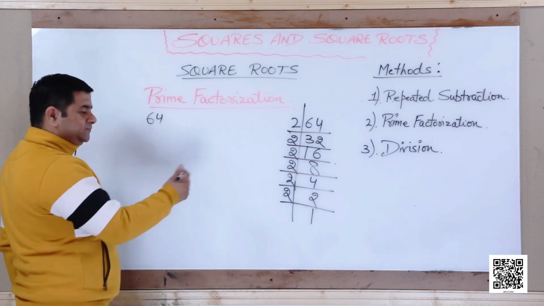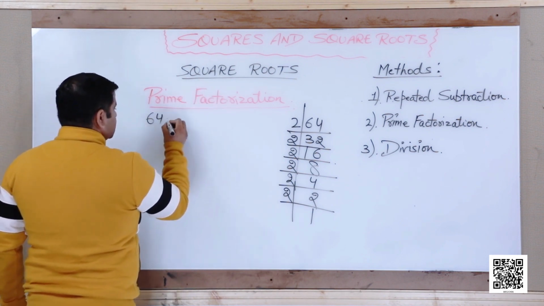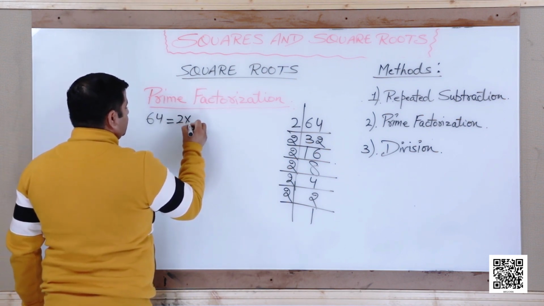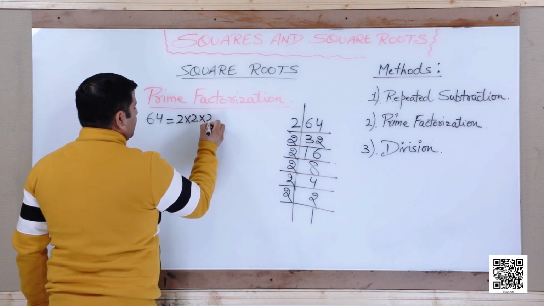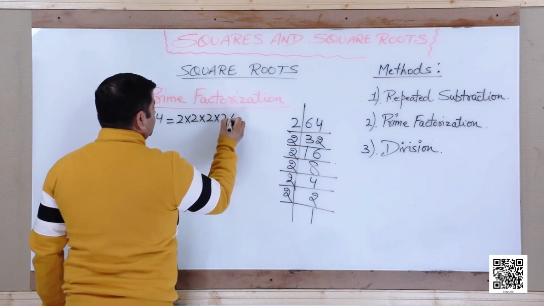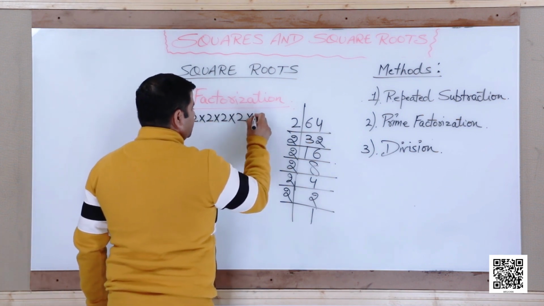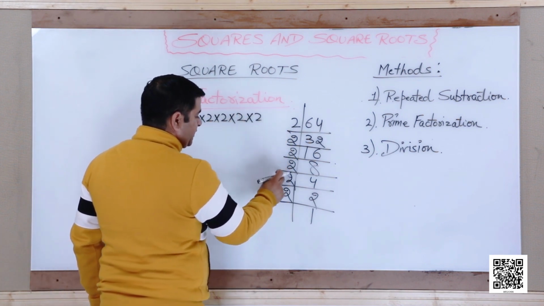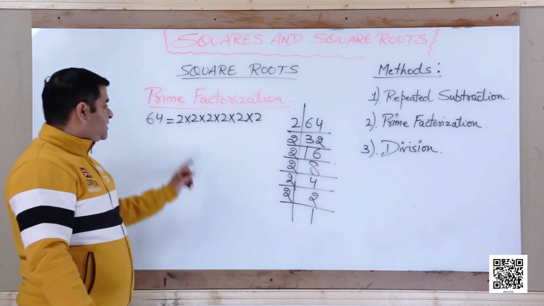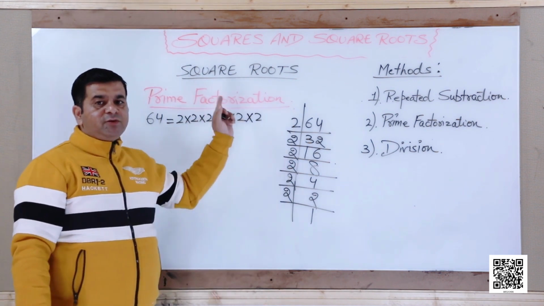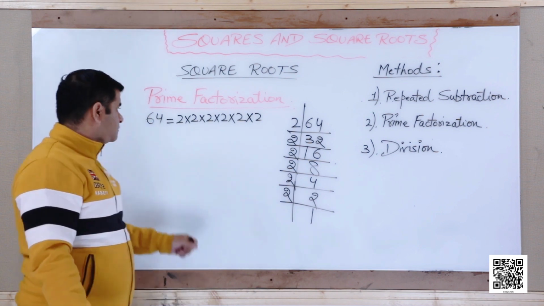Let's write it here. 64 is 2 multiplied by 2 multiplied by 2 multiplied by 2 multiplied by 2 multiplied by 2. That is 1, 2, 3, 4, 5 and 6, six 2's.